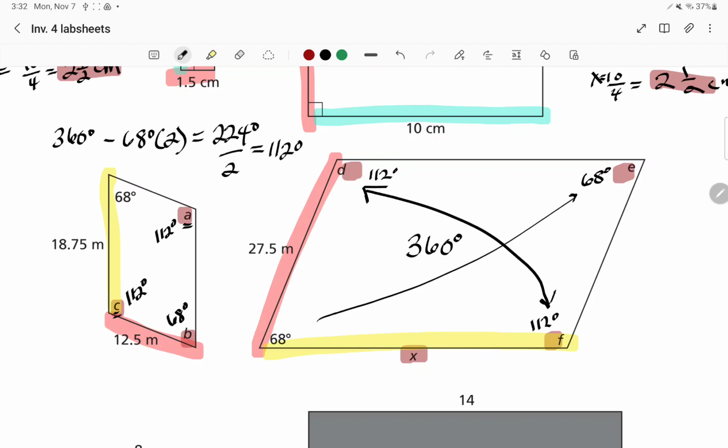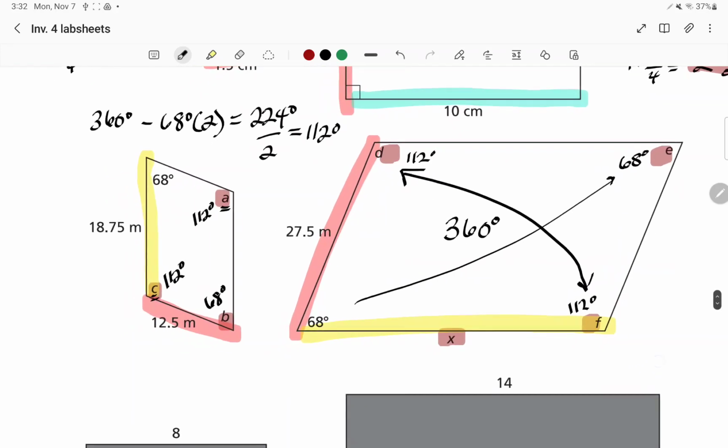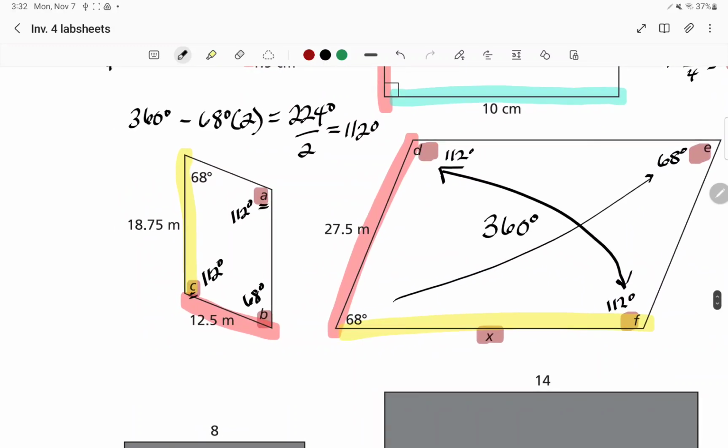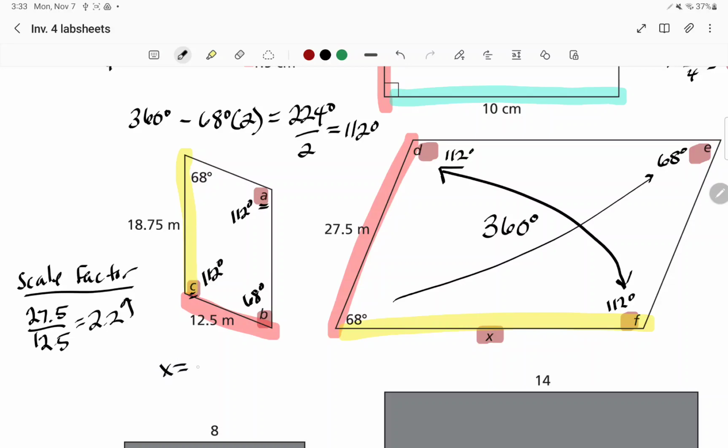So now that we have all of our angles, let's focus on finding x. You could have used any method that you wanted to. I'm going to go ahead and use the idea of a scale factor. So if I find the scale factor, I'm going to go 27.5 over 12.5 and find that scale factor, which is 2.2. So that's my scale factor. Okay, so now to figure out what this value is, well, I know this is going to be 2.2 times bigger. So x is just going to be 18.75 times 2.2.